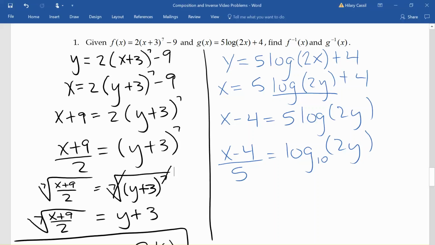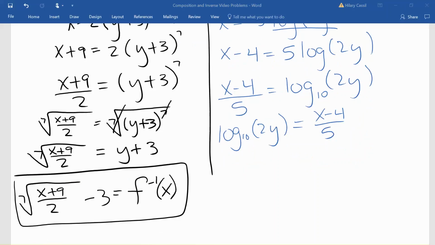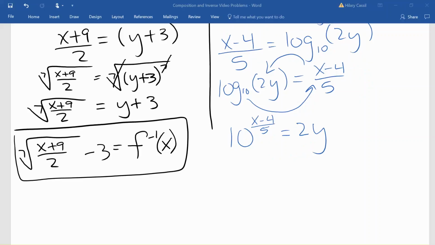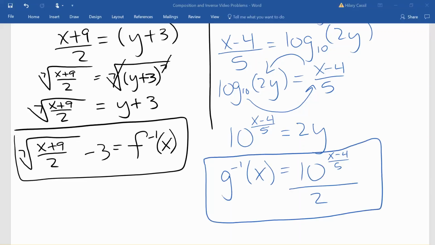And to use our definition of log, it helps a lot of people to rewrite this with the log on the left side as well. So I'm going to go ahead and do that here. And now we're ready to use our definition of log to turn this into an exponential statement. This is going to read 10 to the power of x minus 4 divided by 5 is equal to 2y. Dividing by 2 and rewriting in inverse form will give us our final answer here. And that will read g inverse of x is equal to 10 to the power of x minus 4 over 5 divided by 2.